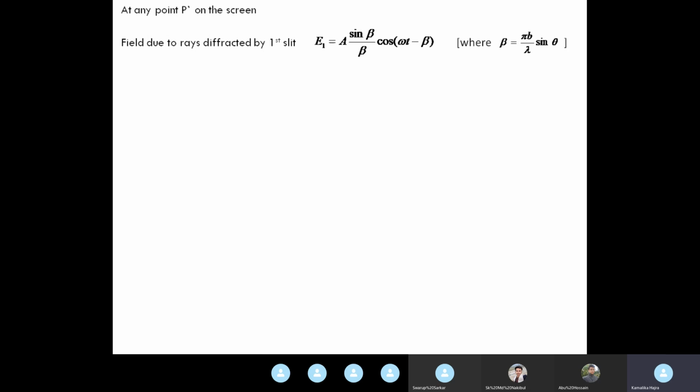And of course, the value of beta is pi b by lambda sine theta. And remember, I call this the diffraction parameter, and it will be clear to you today why I called this the diffraction parameter.